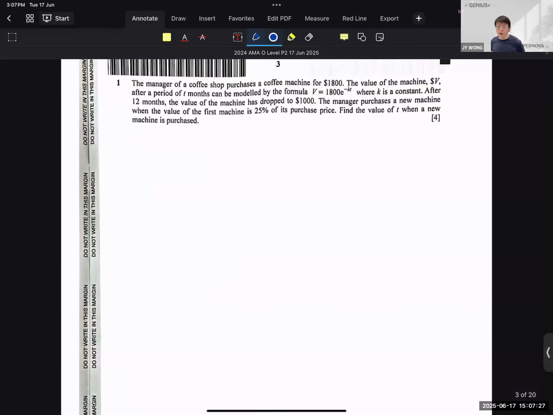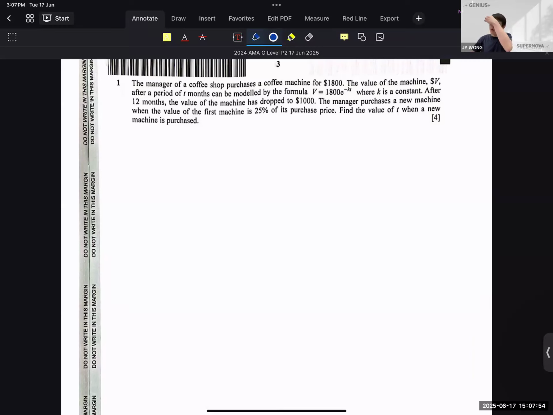Question 1. The manager of a coffee shop purchased a coffee machine for $1800. The value of the coffee machine, $D, after a period of T months can be modeled by this particular formula, where K is a constant. After 12 months, the value of the machine has dropped to $1,000. The manager purchases a new machine when the value of the first machine is 25% of its purchase price. Find the value of T when the new machine is purchased.